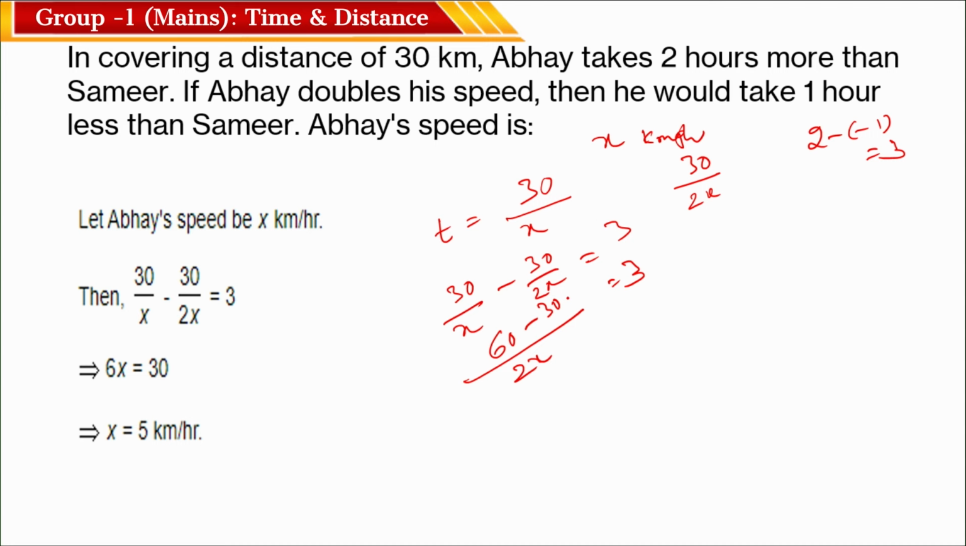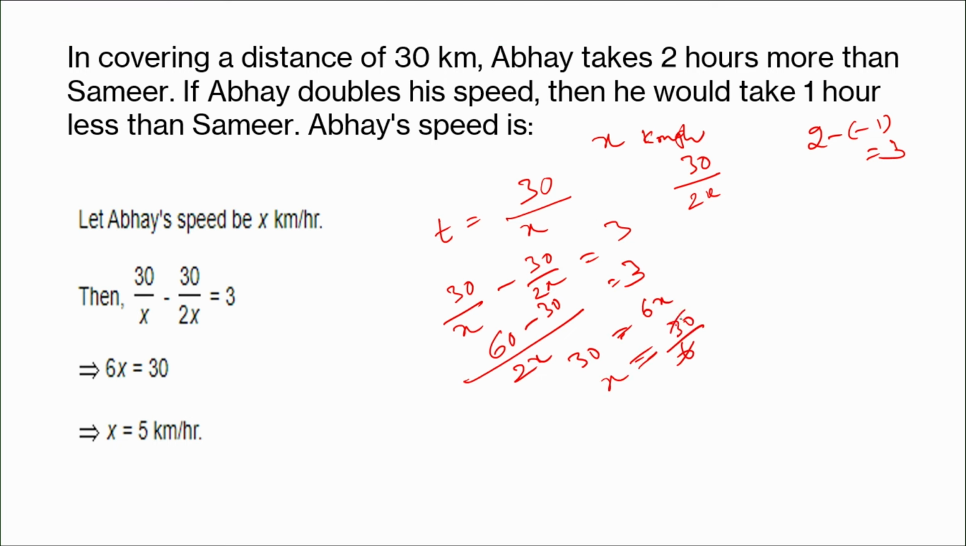Correct? Or simply you can say 30 is equal to 3 into 2x, that is 6x, or x is equal to 30 by 6, which is 5 kmph. Clear? So, that means the speed.